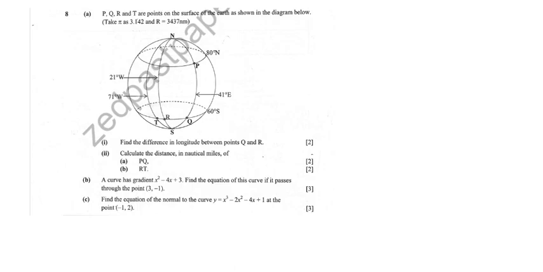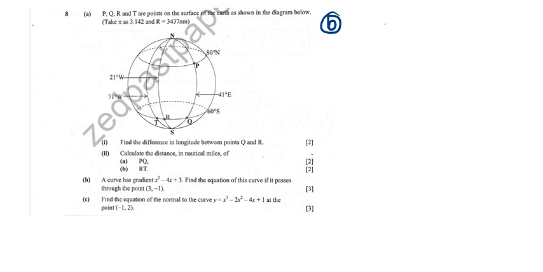Now, calculus, which is part B. Calculus, guys, is very easy, so you just have to follow through whatever I'm going to teach you. So they have said a curve has a gradient x squared minus 4x plus 3. Now the question is saying find the equation of this curve if it passes through the point 3 comma negative 1.